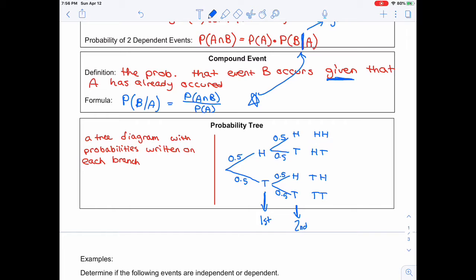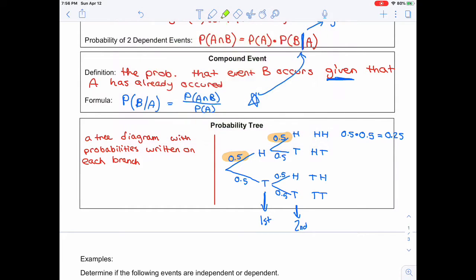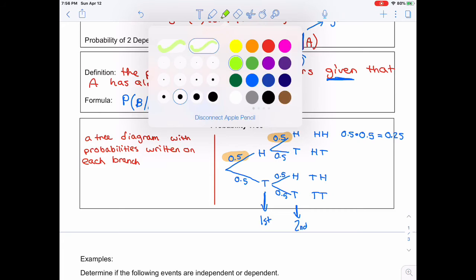But sometimes you have really complicated tree diagrams. So what you do is you follow along the branches. So for heads, I'm going to do 0.5 times 0.5, and I get my 0.25, okay? Now again, if you have a more complicated tree diagram, you might have 4 or 5 different branches off of each thing. So that's when this rule comes in handy that I just did.